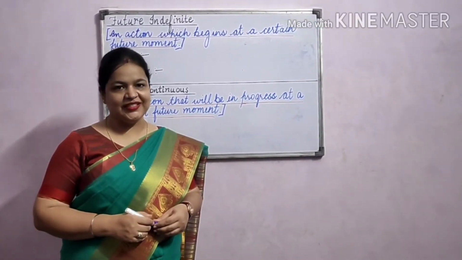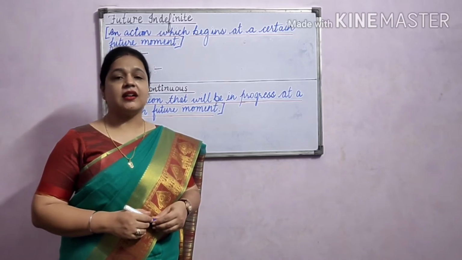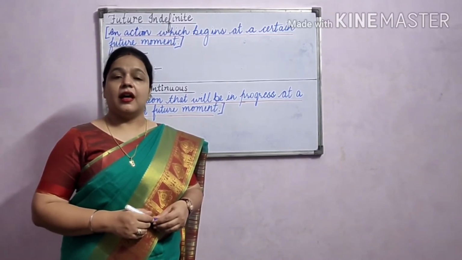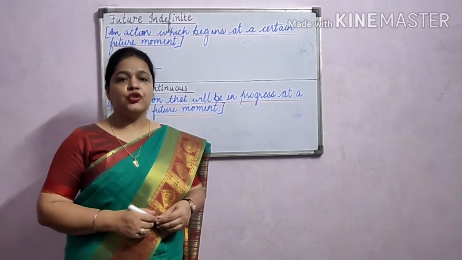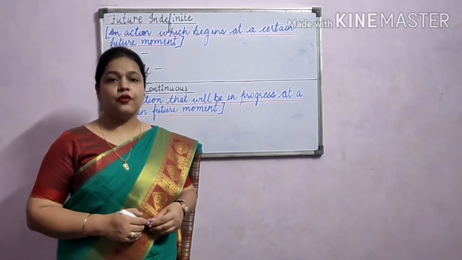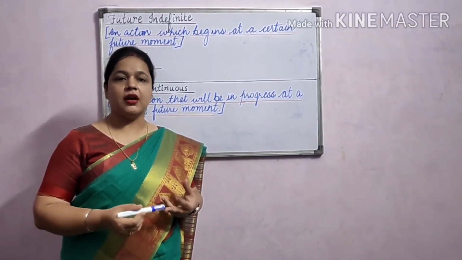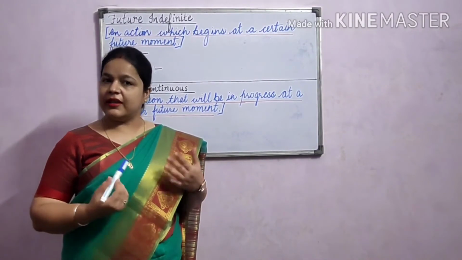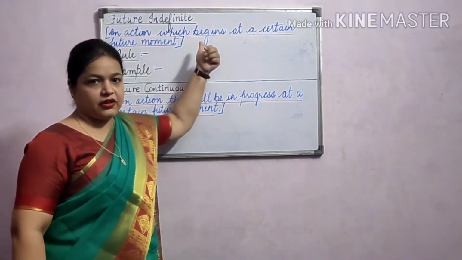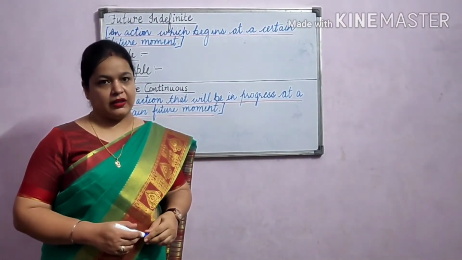Welcome back, students. In this video, we'll be dealing with the last kind of tense, that is future tense. Like other tenses, future tense also has four subkinds. Which four subkinds? Indefinite, continuous, perfect, perfect continuous. So let's begin. The very first kind is future indefinite, which is also known in English language as simple future tense.